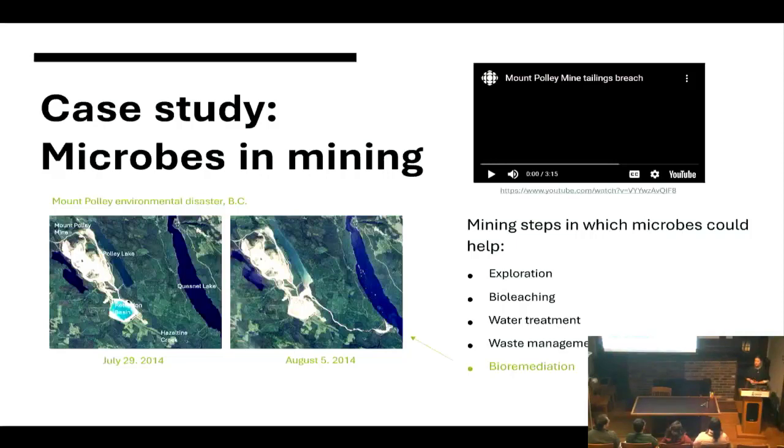And they're now looking at microbes. Microbes can help along the whole of the mining process, from exploration of new ore deposits to bioleaching, which is the actual mining out of rocks. Microbes can do it for you. They can literally eat the metal out of the rocks. Water treatment and waste management, because microbes can literally cycle all elements of life. You can find one that can mine almost anything as well.